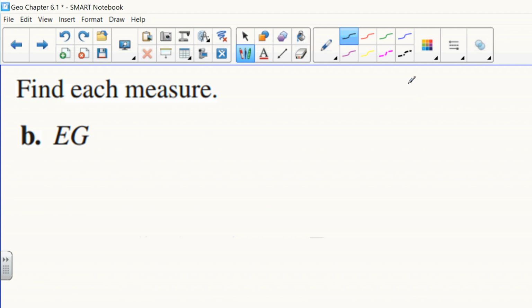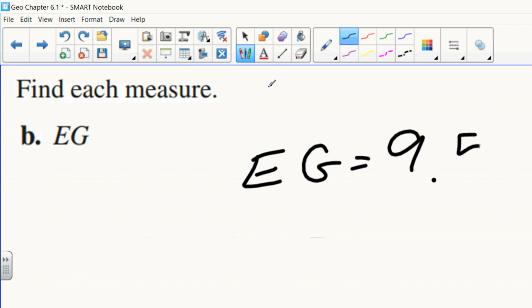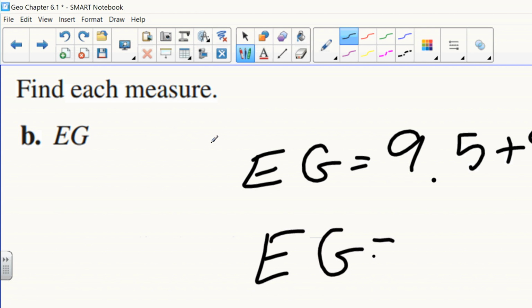So EF is 9.5. EG is not asking us for one segment, but the entire thing, which would be 19, because we're going to take 9.5 and add to it. So EG would be 19, because we have to add the two segments together. Any questions on this here?